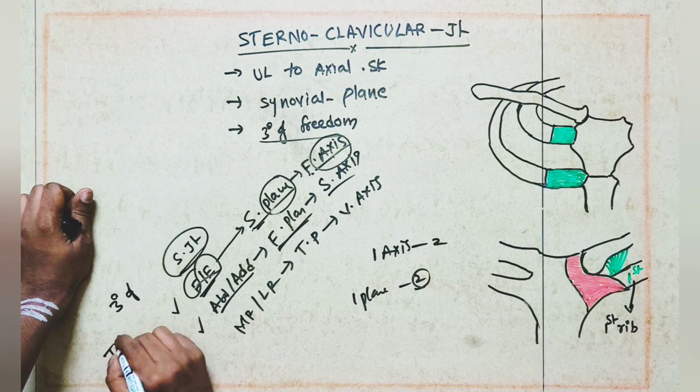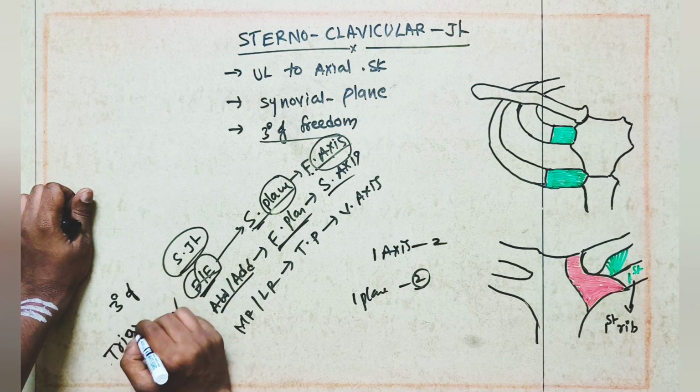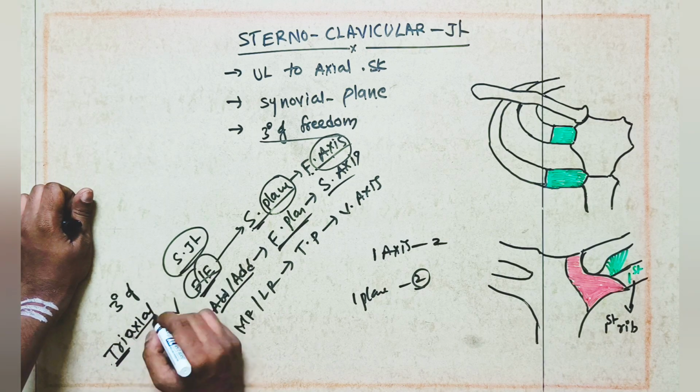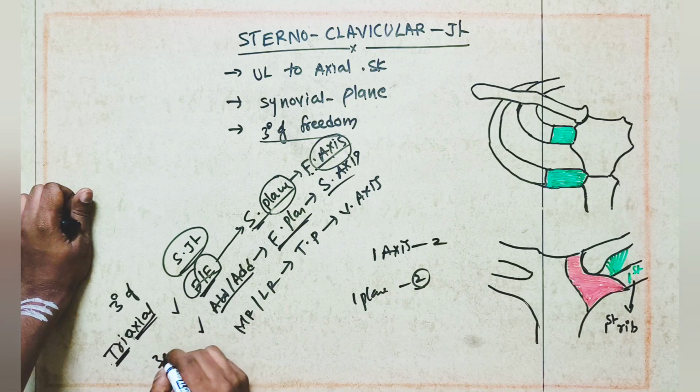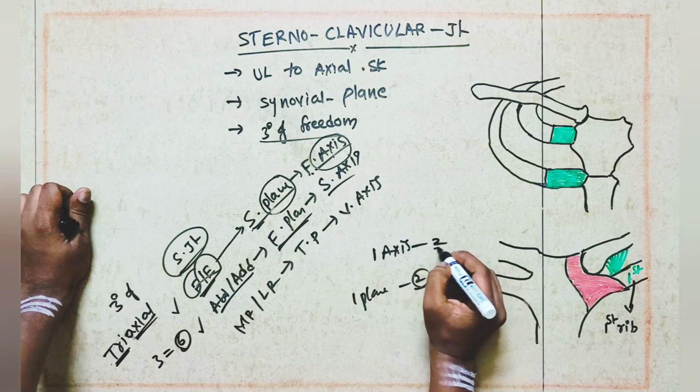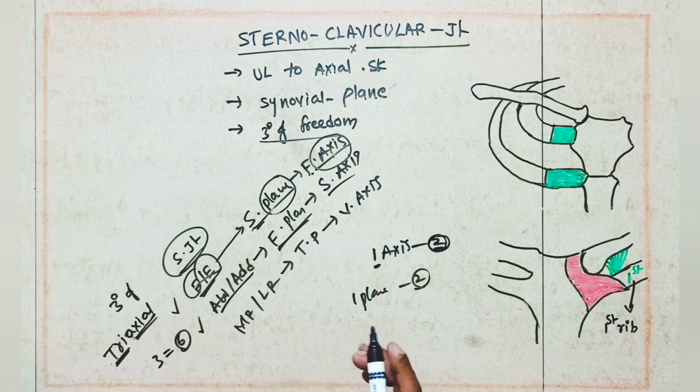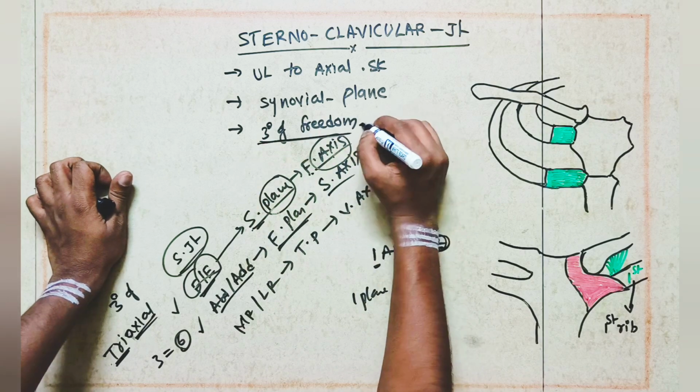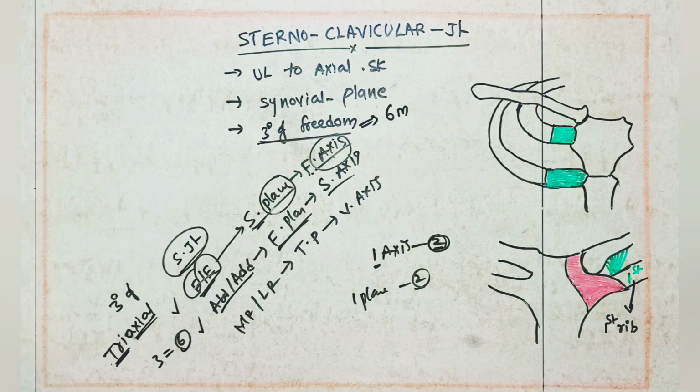The shoulder joint is a triaxial joint. Tri means 3, axial means axis. Triaxial means 3 axes, which is equal to 6 movements, because one axis has 2 movements. So the point is that 3 degrees of freedom means the joint will have 6 movements. Okay.